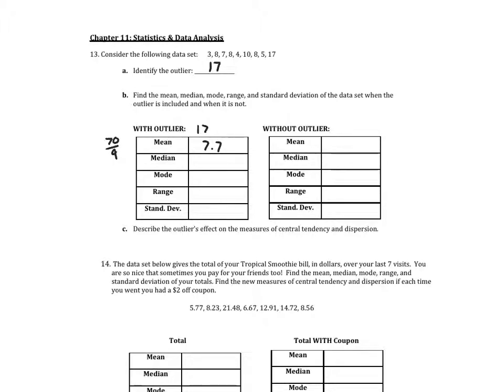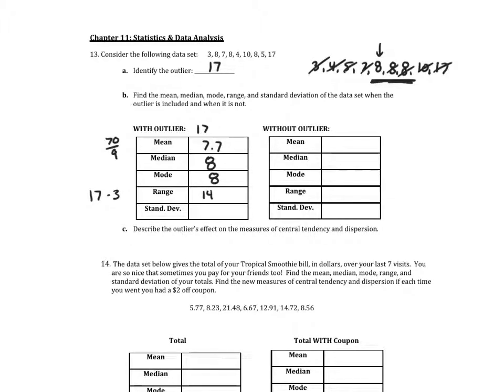The median, we're going to put these numbers in order from least to greatest. So 3, 4, 5, 7, 8, 8, 8, 10, 17. We cross out first, last, first, last, first, last, first, last. Our median is 8. Our mode is the number that occurs the most. We have 3 8s, so 8 is our mode. Our range is our biggest subtracted from our smallest, so we do 17, which is our largest, minus 3, giving us a range of 14.